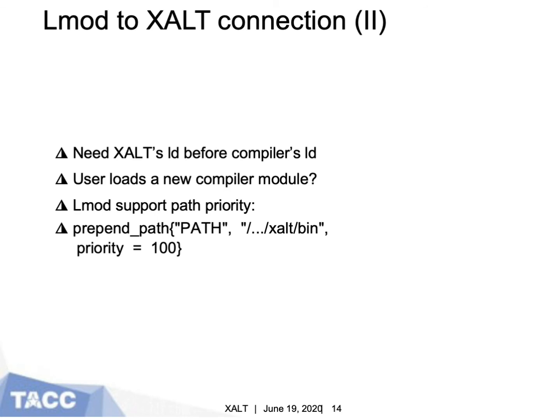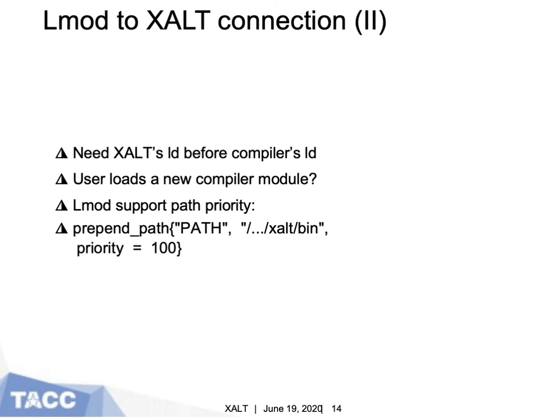However, there are some complications. You need XALT's ld before the compiler's ld. It used to be true that the ld in /usr/bin was what was used, but since about GCC 6, the compiler also provides its own ld. And so you need to get XALT's ld earlier in the path, so it will be called before the one in the compiler.